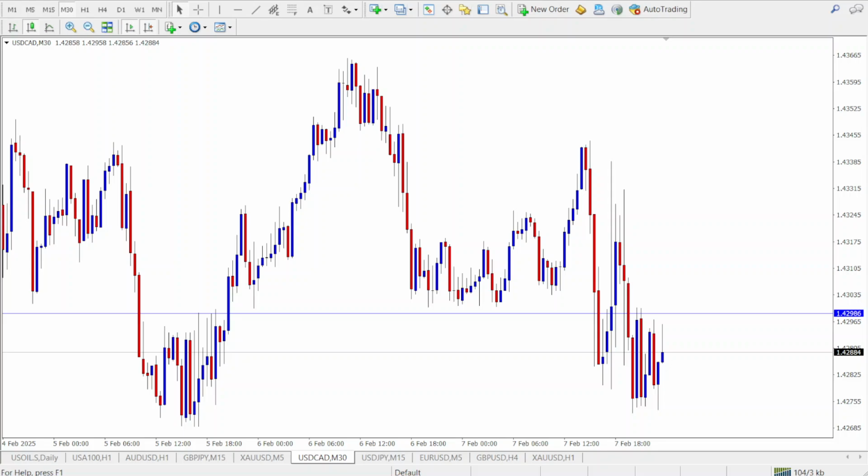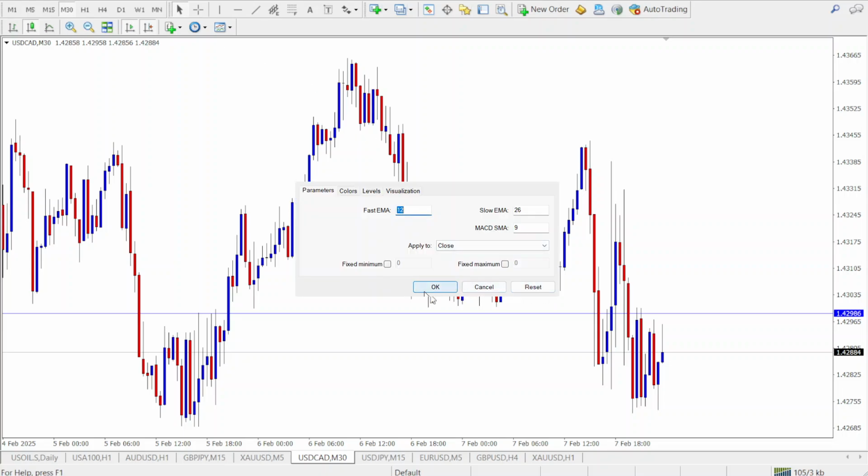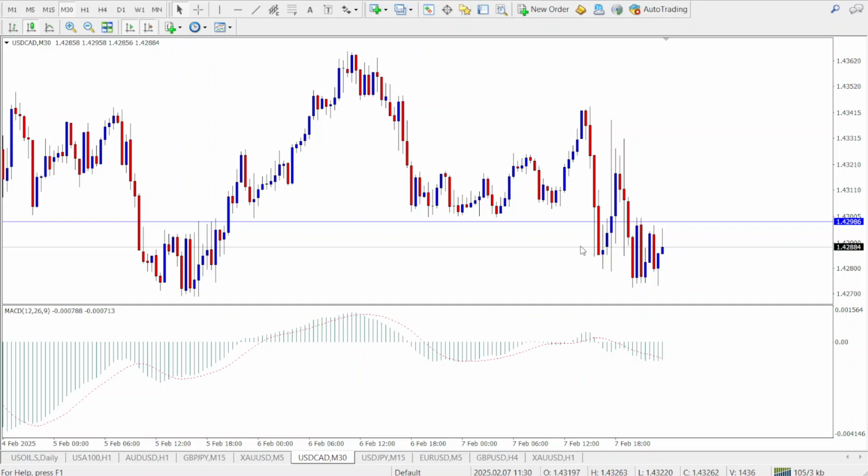In this video, we are going to break down a simple MACD trading strategy for beginners that will help you identify trend direction, momentum shifts, and trade entries with confidence. Now, let me just add the moving average convergence divergence to the chart. The MACD is short for moving average convergence divergence, all right?